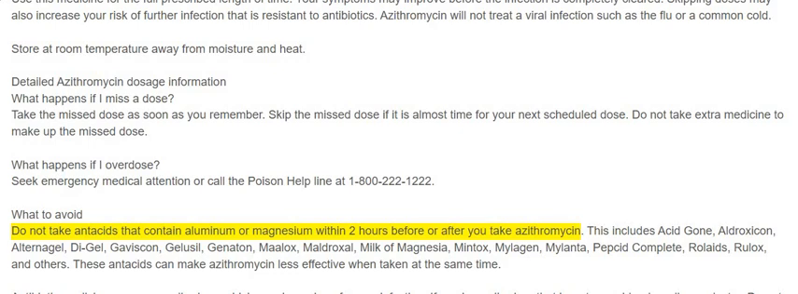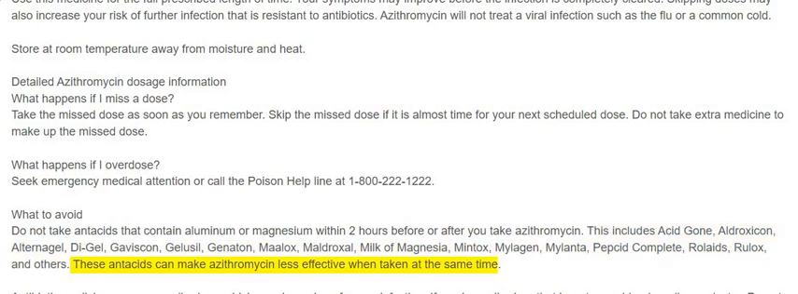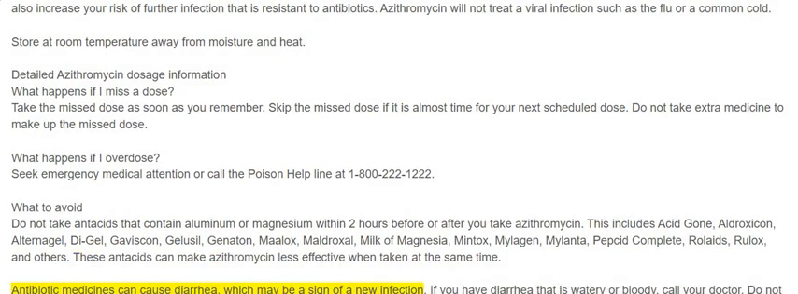take azithromycin. This includes Acid-Gone, Aldroxicon, Alternagel, Di-Gel, Gaviscon, Gelusil, Genaton, Maalox, Maldroxal, Milk of Magnesia, Mintox, Mylagen, Mylanta, Pepcid Complete, Rolaids, Rolox, and others. These antacids can make azithromycin less effective when taken at the same time. Antibiotic medicines can cause diarrhea, which may be a sign of a new infection. If you have diarrhea that is watery or bloody, call your doctor. Do not use anti-diarrhea medicine unless your doctor tells you to.